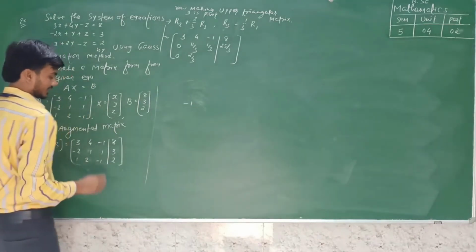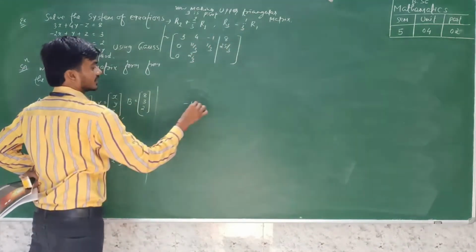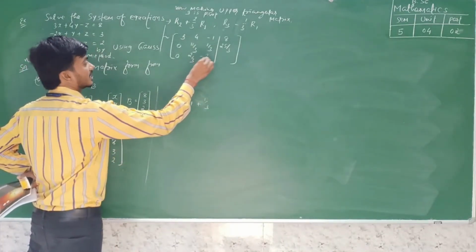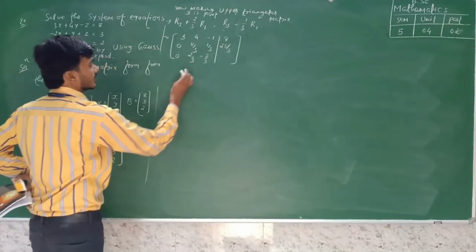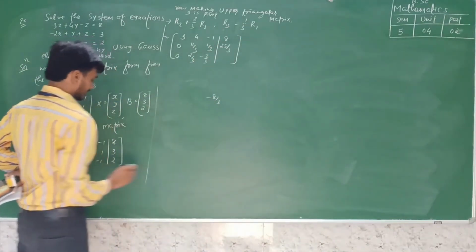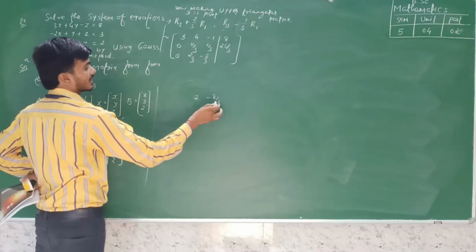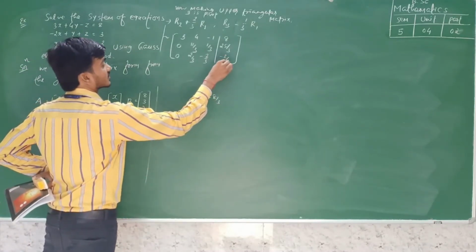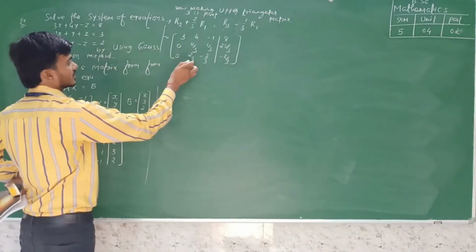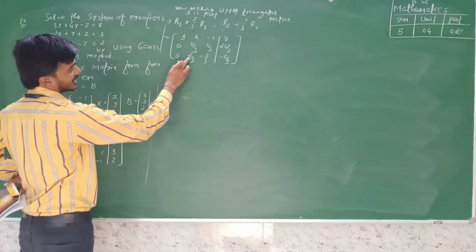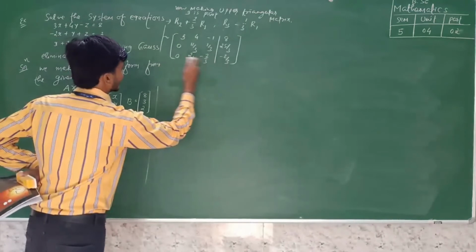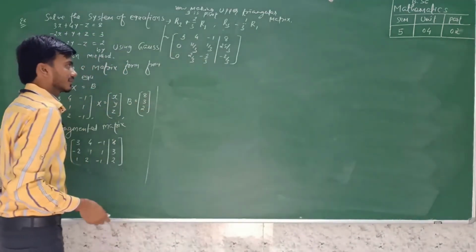Minus 1 is there, minus 1 into minus 1 by 3 means plus 1 by 3 is added, minus 3 plus 1, that means minus 2 by 3. Same as 8 into minus 1 by 3, minus 8 by 3 will be added into 2: 2 minus 8 by 3, 6 minus 8, so minus 2 by 3. Now these two elements become 0. Whenever these elements become 0, the remaining matrix is an upper triangular matrix.